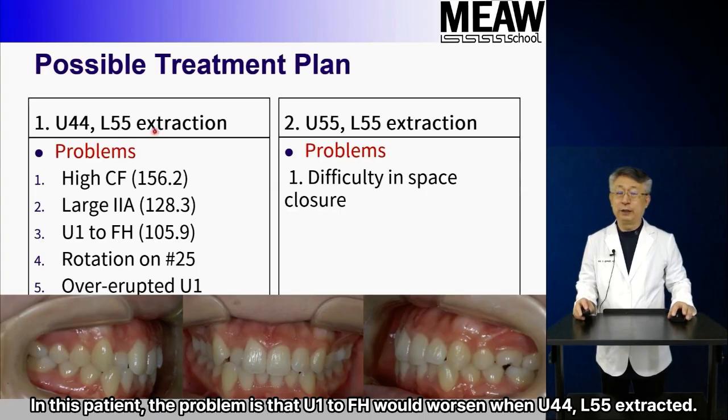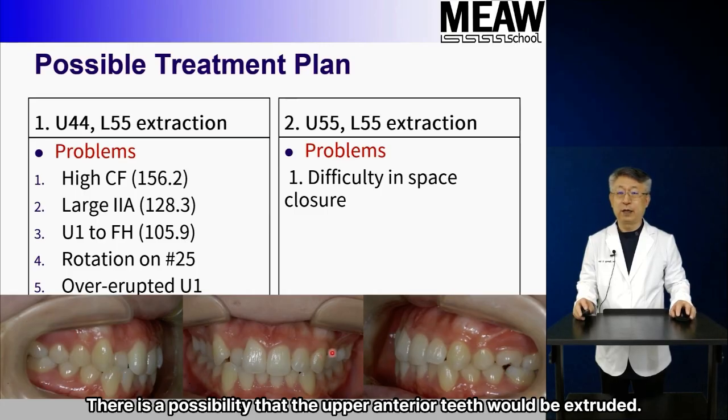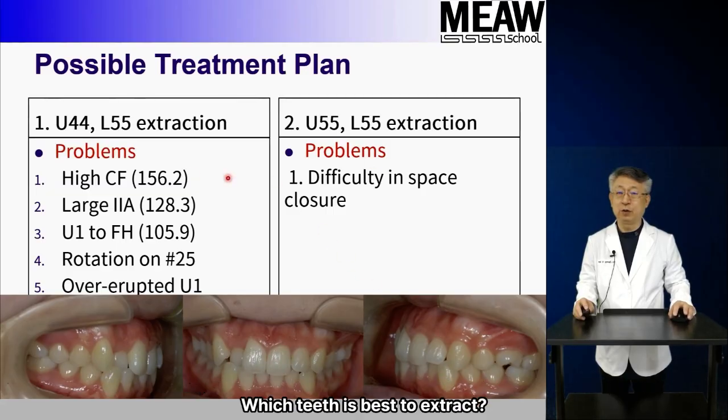In this patient, the problem is that U1 to FH would worsen when U4 and L5 are extracted. Interincisal angle would worsen. The tooth number 25 should be rotated again. There is a possibility that the upper anterior teeth would be extruded. On the other hand, in the second premolar extraction, it would not be easy for the extraction space to be closed. Which teeth is best to extract?